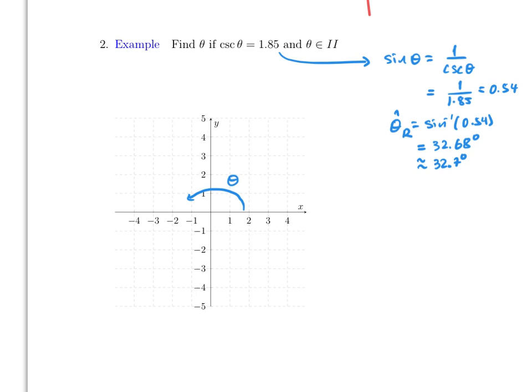And then for the reference angle, which we just found, this will be the reference angle. So theta hat R is going to be 32.7 degrees. So therefore, if you want theta, it's going to be 180 minus 32.7, which is 147.3 degrees. And that's it. So you can see this is pretty straightforward.